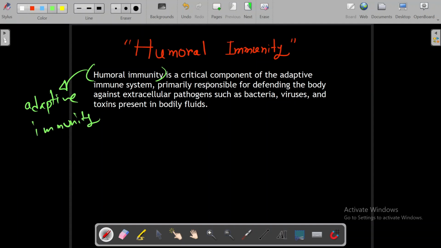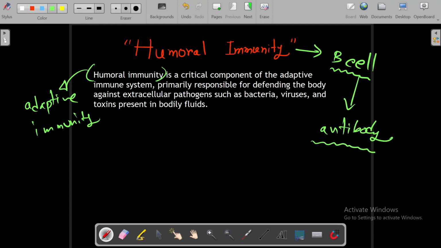In this humoral immunity, mainly B cells are involved. So what do B cells basically do? B cells mainly produce antibodies, and these antibodies then inhibit the pathogen particle from binding with the cell. So this is basically the summary of humoral immunity: humoral immunity is an adaptive immunity, and here mainly antibodies are produced, and these antibodies are produced by B cells.